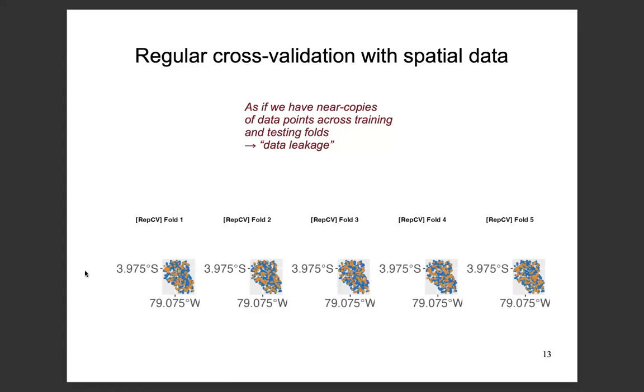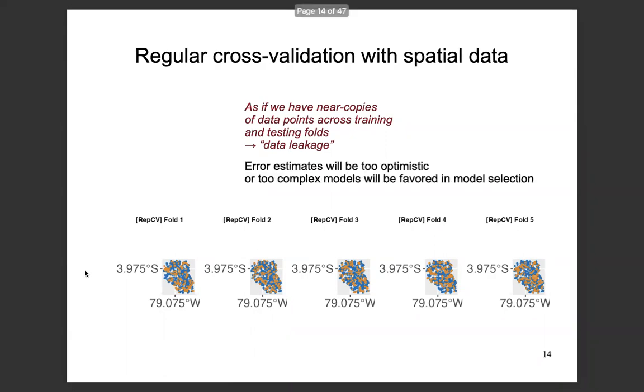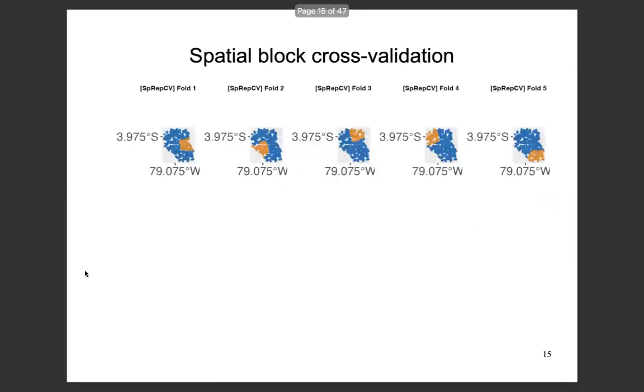So this way we may have what is called data leakage, and this may or may not be bad depending on the circumstances, but at least it's often hard to call it testing or validation error. What we are measuring would be more like a training error. That might lead to circumstances where error estimates are too optimistic, and too complex models might be favored in model selection. Again, as if we are selecting more from the training data.